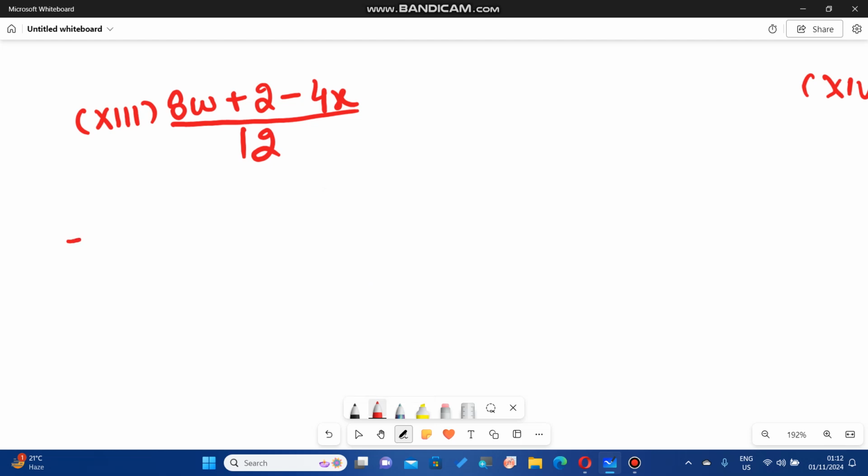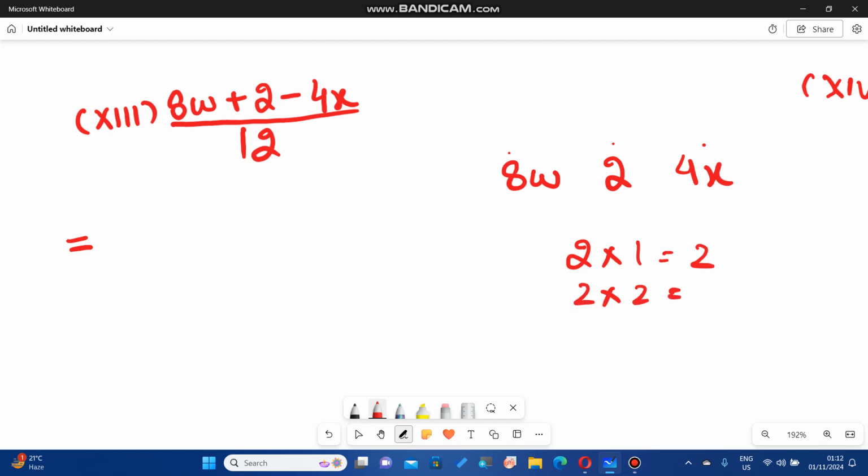We cannot add or subtract the terms, we can only take common. 8w plus 2 minus 4x. We cannot take any variable common, as there is x, there is w, and there is no variable in the 2. So we cannot take w or x common. We can obviously take some number common. Here we have 8, we have 2, and we have 4. 2 times 1 equals 2, 2 times 2 equals 4, and 2 times 4 equals 8.